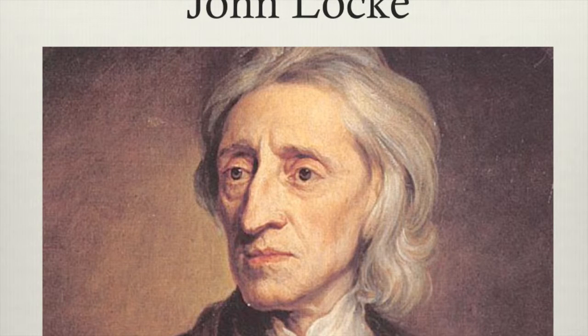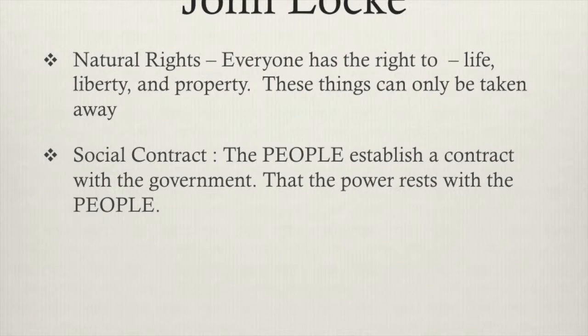A very important philosopher whose ideas you need to know is John Locke. And John Locke had two ideas: the idea of natural rights and the social contract. Natural rights, he said, were things that you are born with. So when you come into this world, there are things that you just naturally have. And that, according to Locke, was life, liberty, and property. So if you're born, that can only be taken away from you, right? It's not something you earn as you progress through life. You can't further life. You're just born with it.